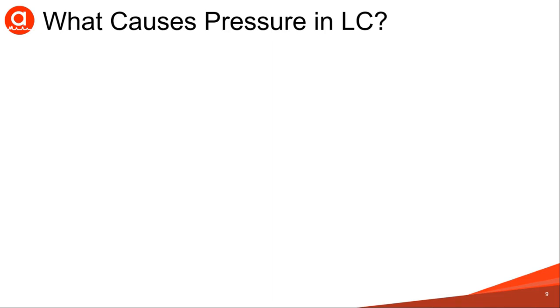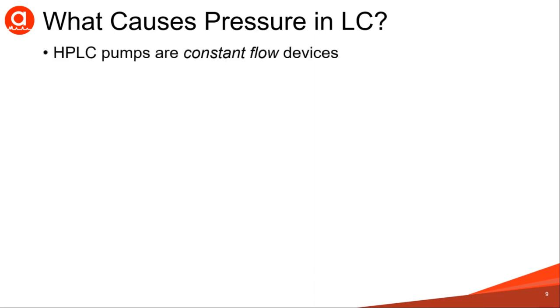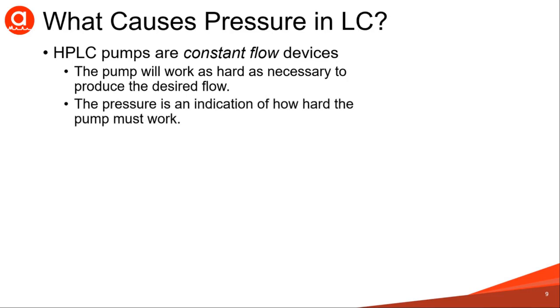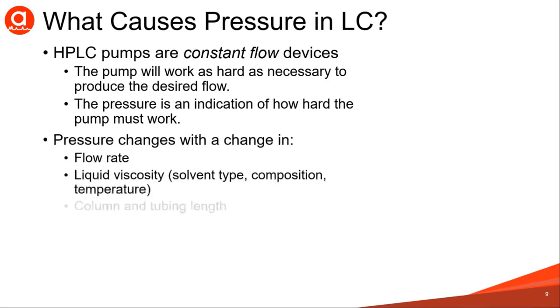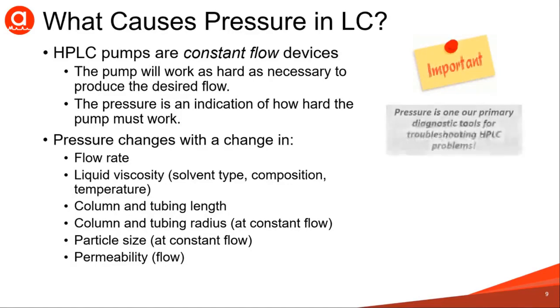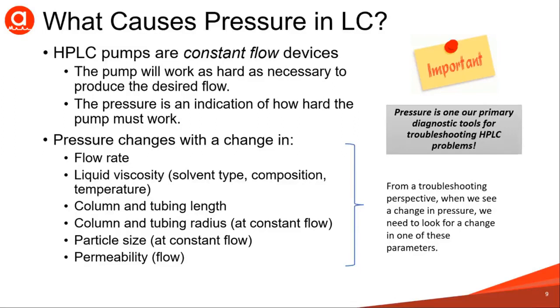Dwight has already discussed pressure effects in LC, and I wanted to add a few extra comments relative to our perspective here. HPLC pumps are constant flow devices. That means that they will work as hard as they need to produce the desired flow. The pressure then is an indication of how hard the pump is working to produce that flow. So pressure changes with a change in any of these individual parameters. So what this means is that pressure is one of our primary diagnostic tools for troubleshooting HPLC problems. So from a troubleshooting perspective, when we see a change in pressure, we need to look for a change in one of these parameters. And that's really one of our keys to troubleshooting issues.